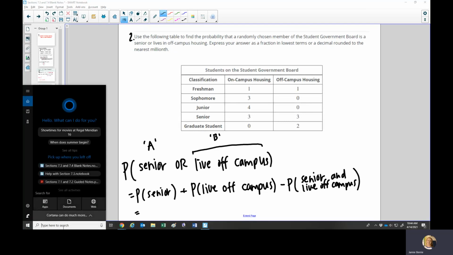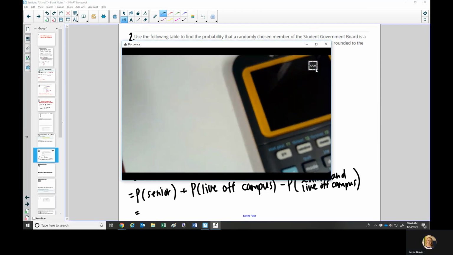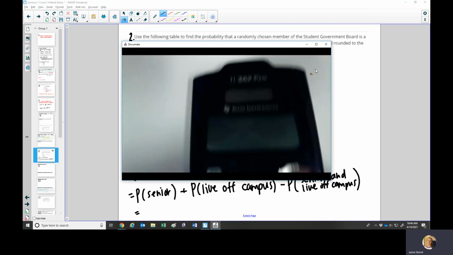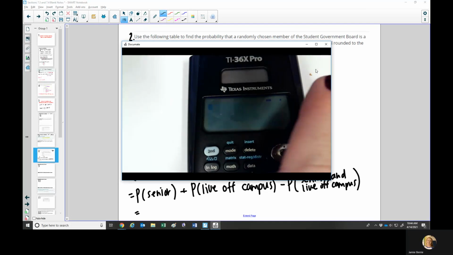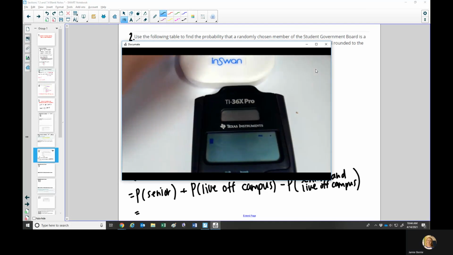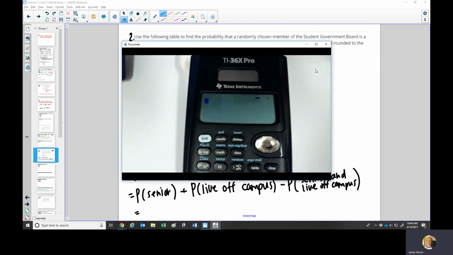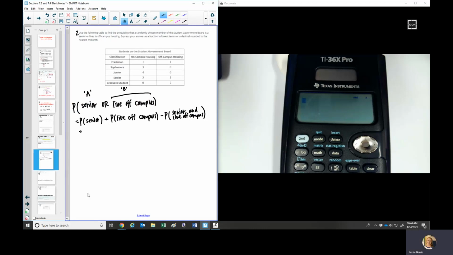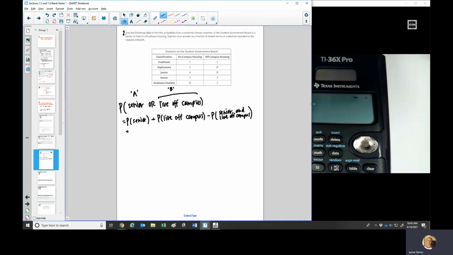Let me get my document camera open here. Just going to switch to my regular calculator. All right, so just adding up my numbers in my table here. That went the wrong way.